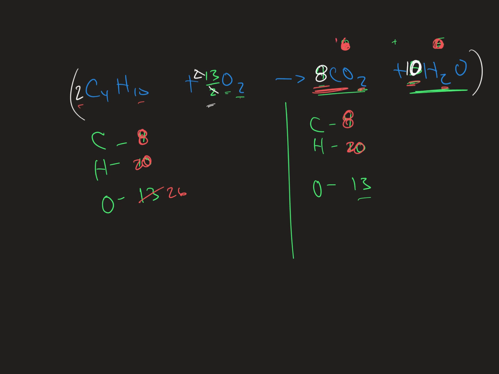8 multiplied by 2, that's 16. And then 10 multiplied by 1, that's 10. You add the 16 and the 10 and we get 26. It's still balanced.